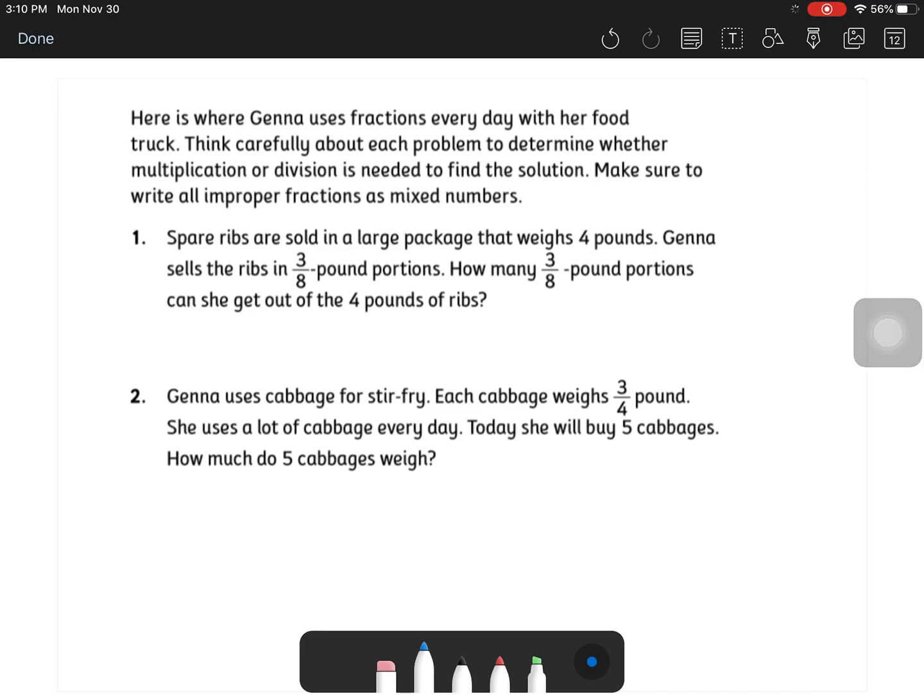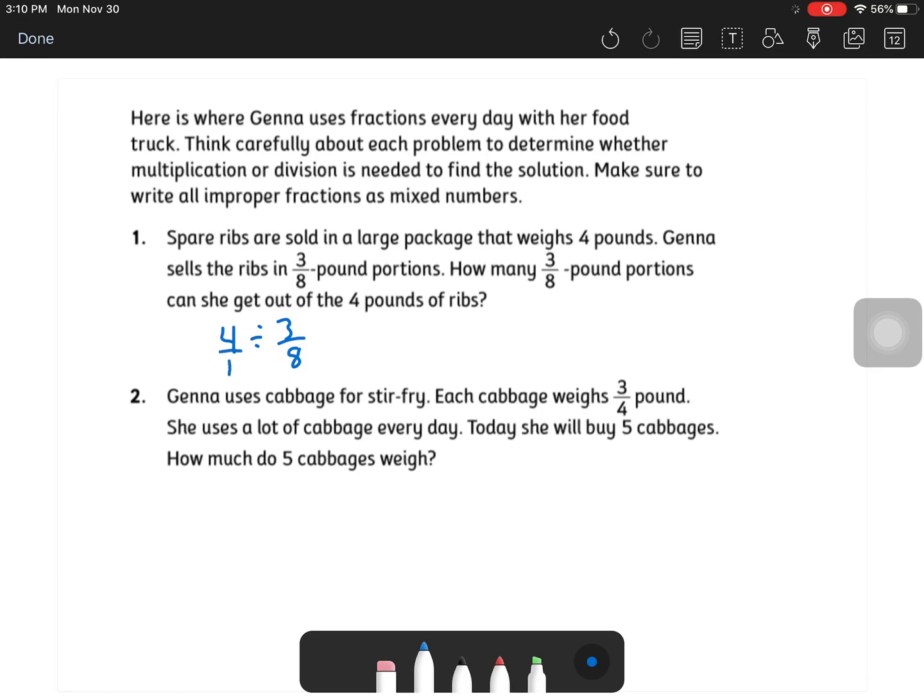So we have some large packages that weigh 4 pounds. Jenna sells the ribs in 3/8 pound portions. How many 3/8 pound portions can she get out of 4 pounds? So we're taking that 4 pound package and we're going to divide it into 3/8 pound packages. So it's 4 divided by 3/8.